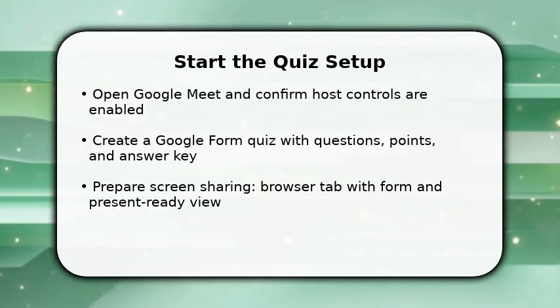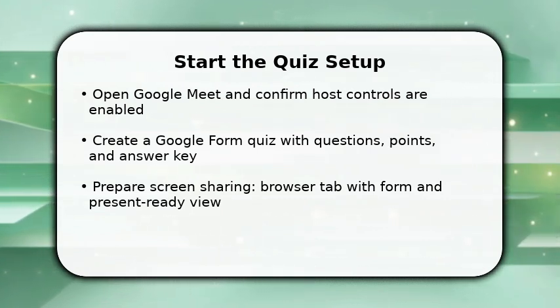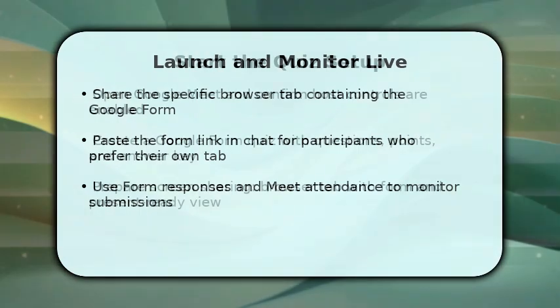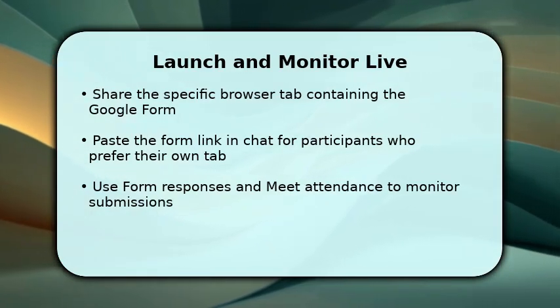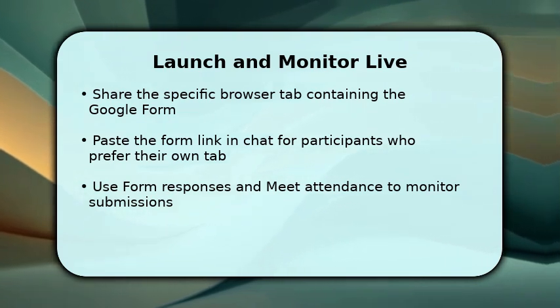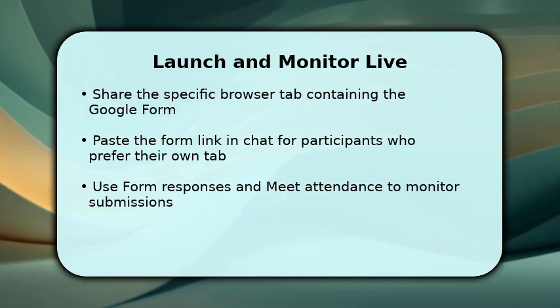Now position your windows. Meet on one screen or window and the quiz form in another so you can switch quickly and maintain flow. You share the quiz tab in Meet and announce the timing, scoring, and how to submit. Clarity reduces confusion. Then post the direct form link in chat so participants can open it themselves if needed and tell them when the quiz closes.